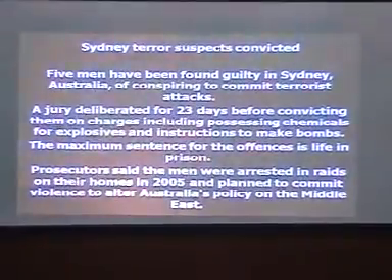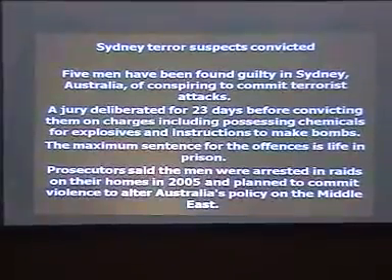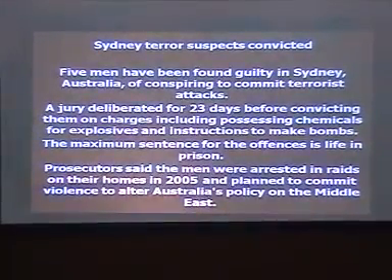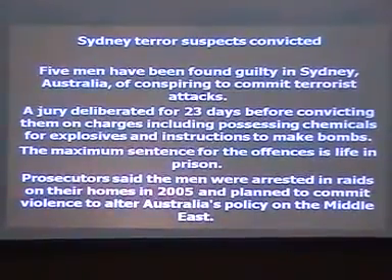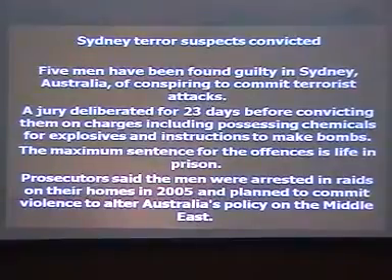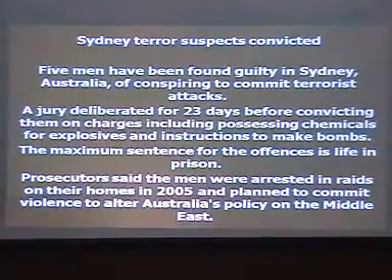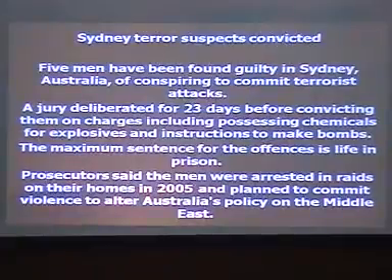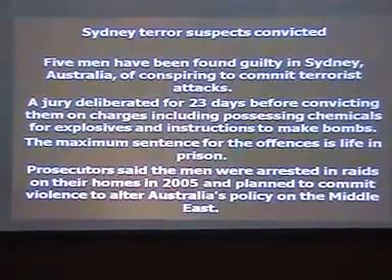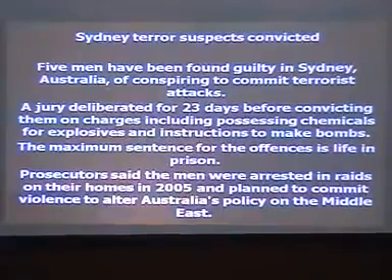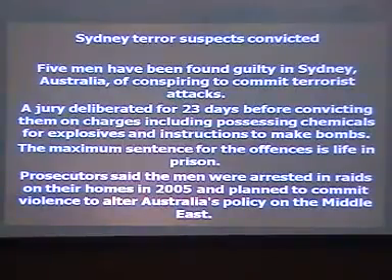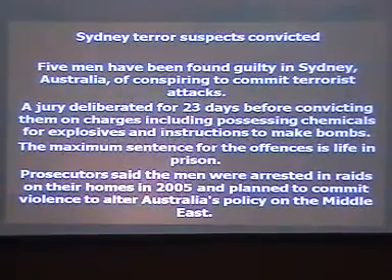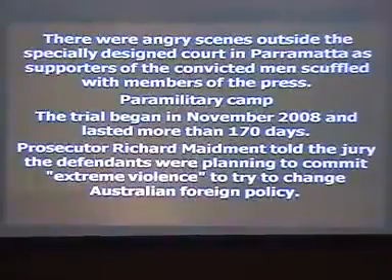Sydney terror suspects convicted. 5 men have been found guilty in Sydney, Australia, of conspiring to commit terrorist attacks. A jury deliberated for 23 days before convicting them on charges including possessing chemicals for explosives and instructions to make bombs. The maximum sentence for the offences is life in prison. Prosecutors said the men were arrested in the raids on their homes in 2005 and planned to commit violence to alter Australia's policy on the Middle East.